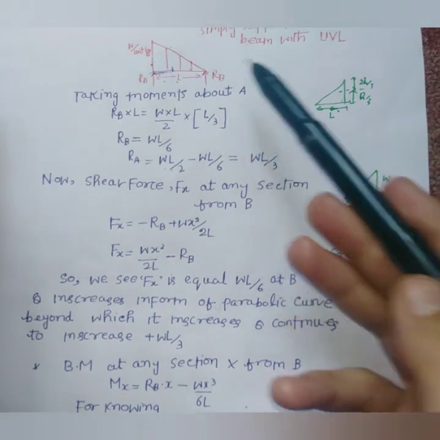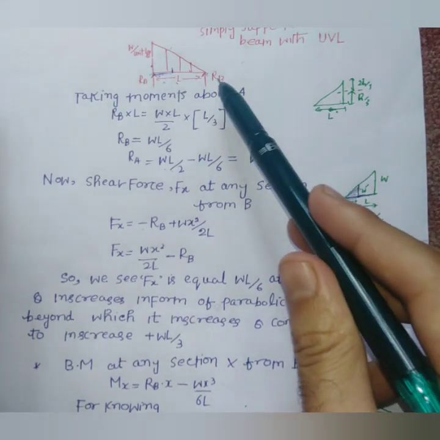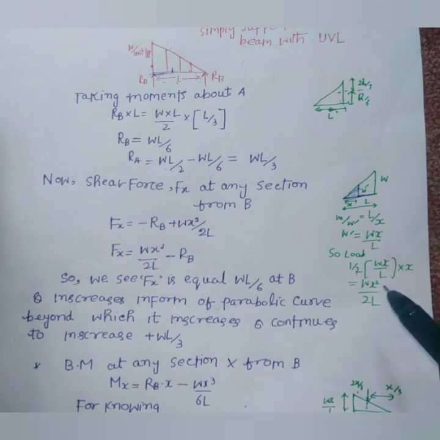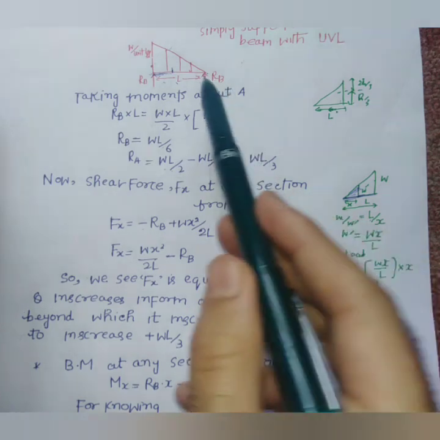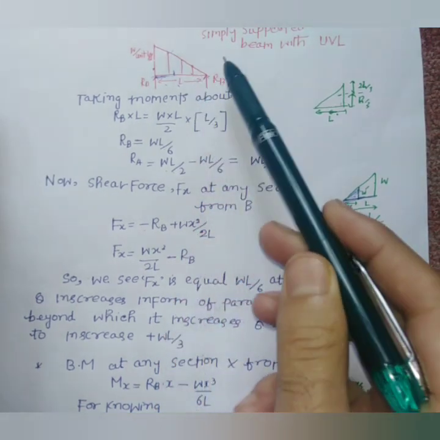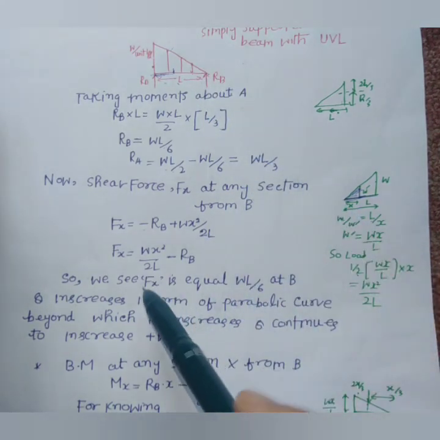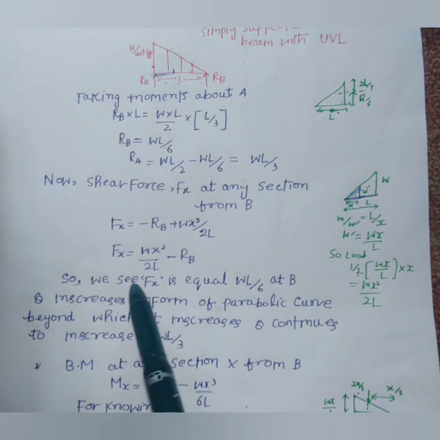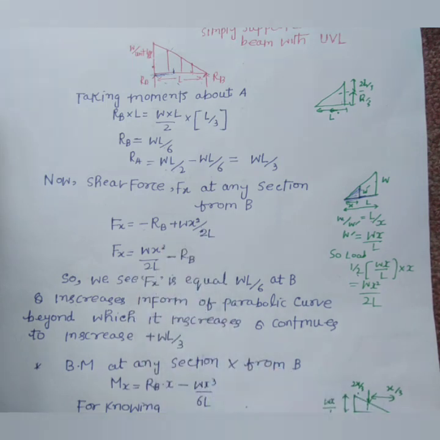Now same is the case here. This is a triangle made, the mirror image of this triangle, wx square divided by 2L. Here is the wx square divided by 2L. When you are taking a section from this section, the shear force due to this triangular portion will be wx square divided by 2L. Now rearranging the terms, Fx is equal to wx square divided by 2L minus Rb.